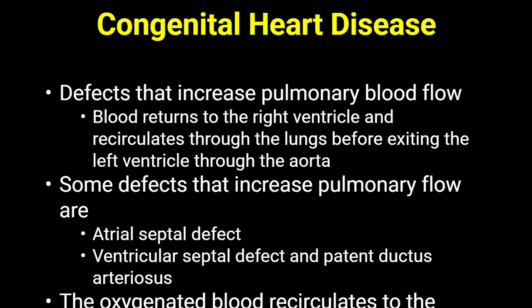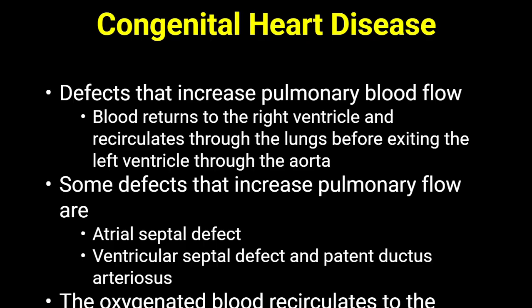Defects that increase pulmonary blood flow allow blood to recirculate through the lungs. Blood returns to the right ventricle and goes back through the lungs before exiting the left ventricle through the aorta. This includes atrial septal defect, ventricular septal defect, and patent ductus arteriosus. Because oxygenated blood is recirculating to the lungs, cyanosis is rare.